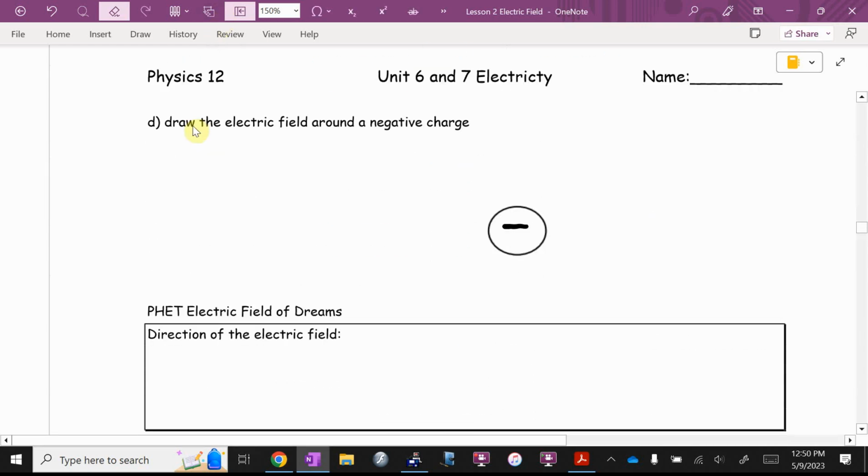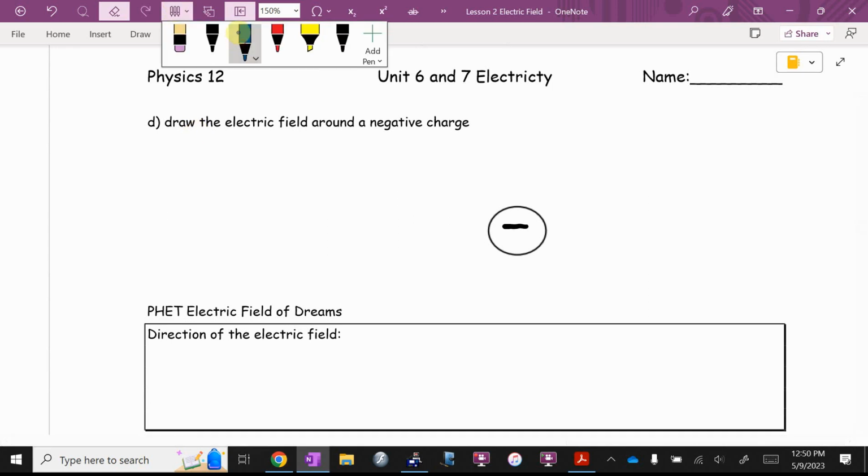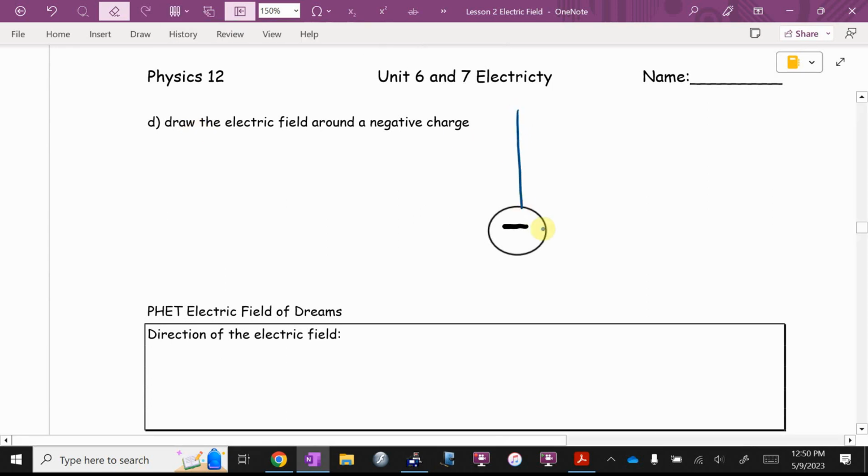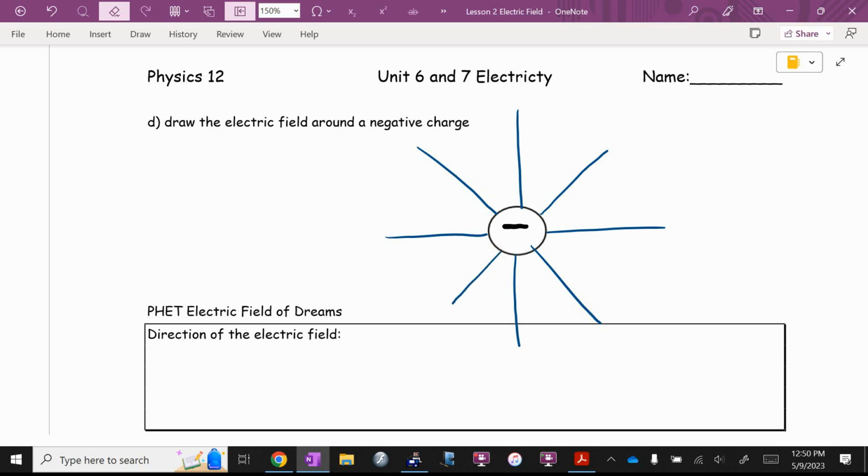Draw the electric field around a negative charge. Okay. I'm going to make this negative charge twice as big as the positive. I'm going to draw 8 lines. On any of those lines, what's the direction of the electric field? Well, on any of those lines, which way would a positive want to move if it could? Repelled away or attracted toward?